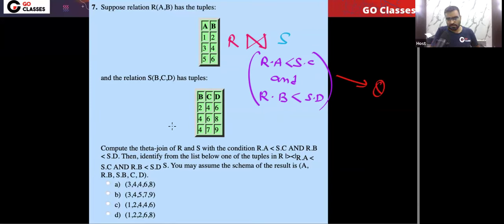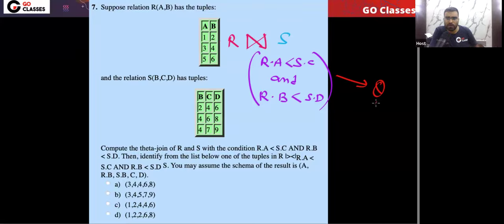Now tell me, this will pair with which tuple of S? Remember, tuples of R will pair with tuples of S where the condition is satisfied. So tell me about this tuple 1, 2. You have to check two conditions: R.A should be less than S.C, and R.B should be less than S.D. It is like this: AB should be less than CD.